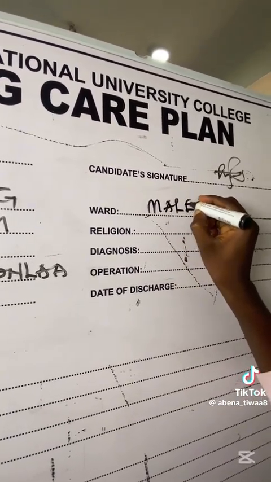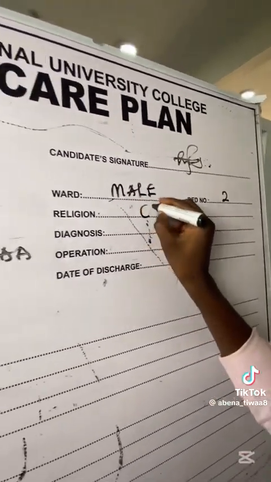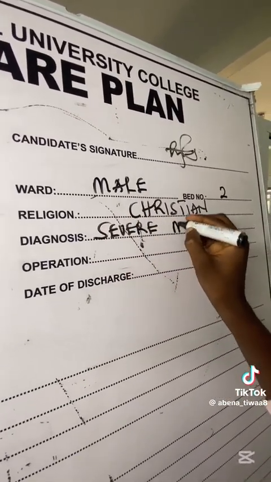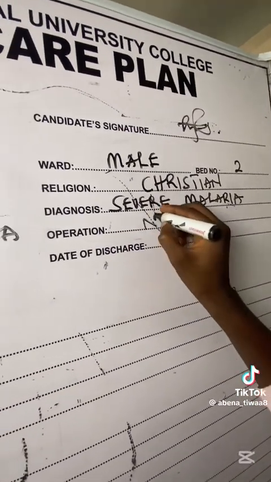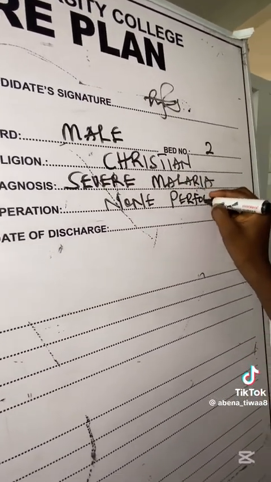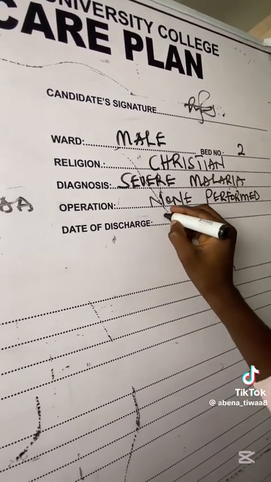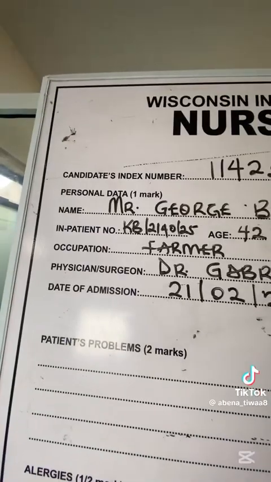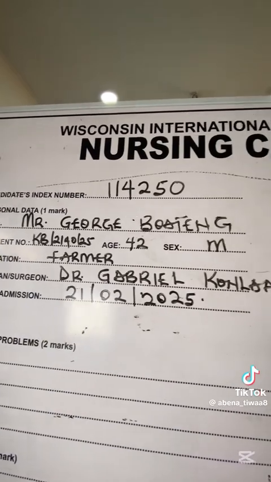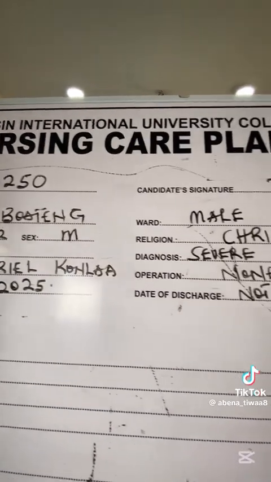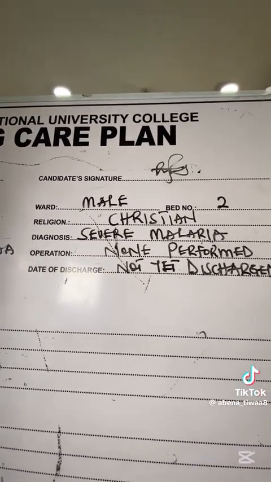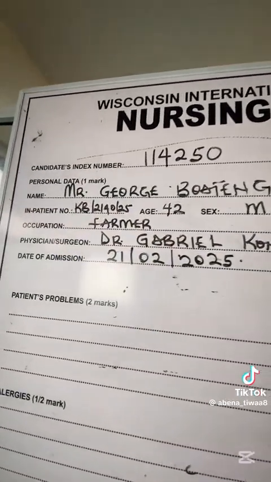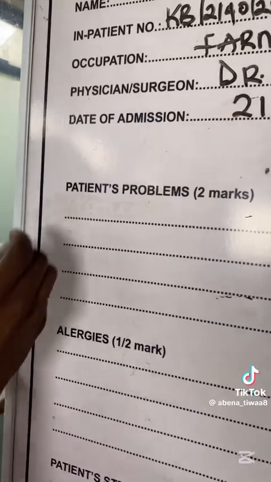He's admitted to the male ward, bed number 2. He's a Christian by religion, and he has been diagnosed with severe malaria. No surgical operation has been done yet, and he has not yet been discharged. This information needs to be filled within a minute, taking note that a care plan should last for 20 minutes during examination or standard procedure.